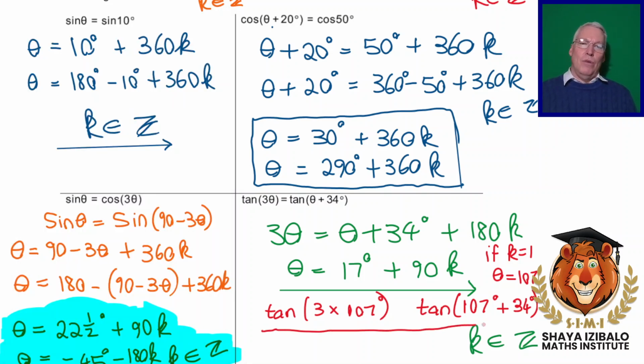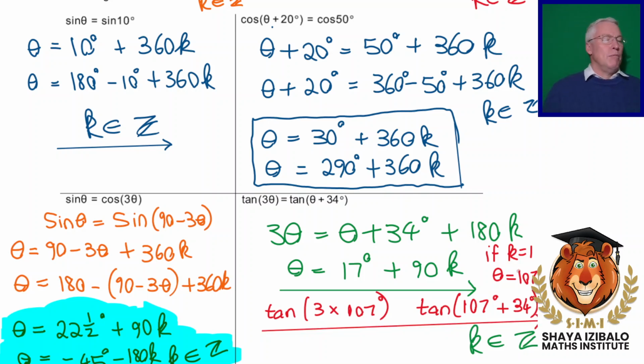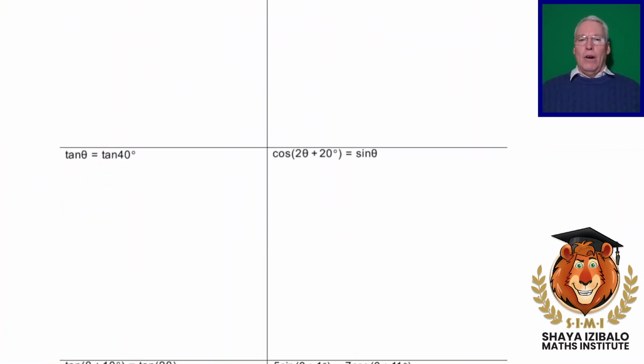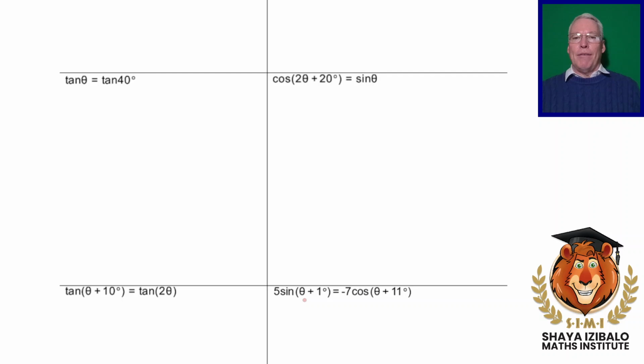Okay, all right. It's very, very cool. Now, what we want you to do next, before we see you next time, is try these questions on the next page here. This one's actually got a little error right at the bottom here. This should be 5 sine theta plus 11 and negative 7 cos theta plus 11.